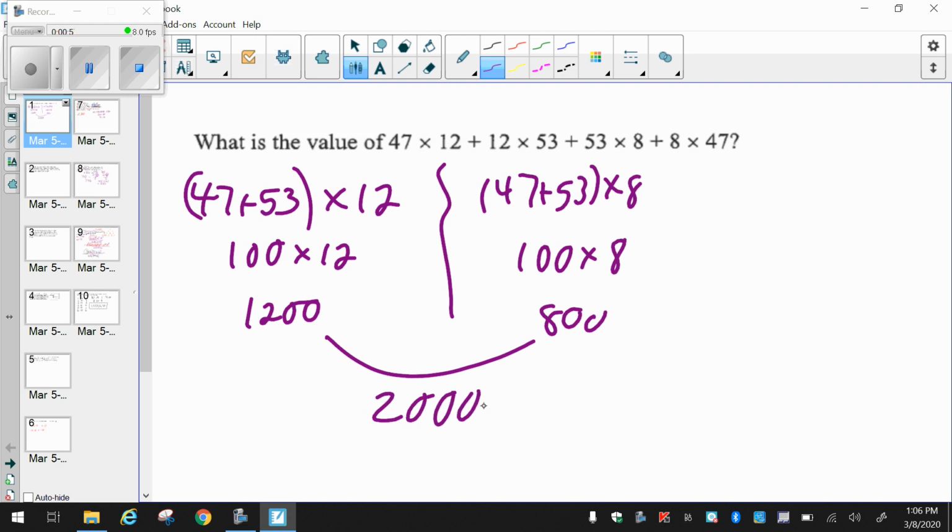So hopefully by now, at least after doing so many of these, you realize that the strategy is not just figuring each piece out and adding them together, but there's got to be a faster and easier way to do the mental math. And grouping can be a very, very useful strategy.